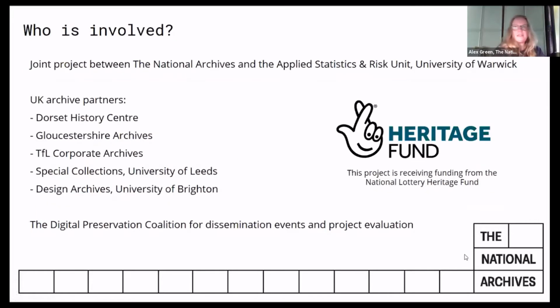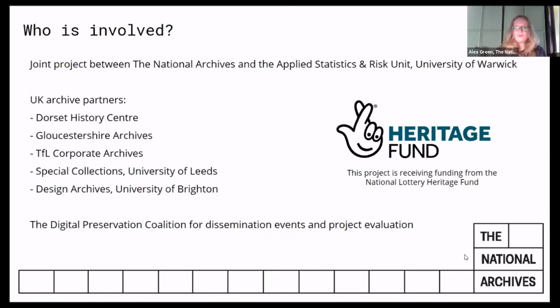So, who is involved? Initially, we explored making a risk model for the digital archives. So we invited academics at Warwick University in the Applied Statistics and Risk Unit, including Martine, to work with us to create a mini model. And once we were happy that the approach was feasible, we decided to share it with the archive community, but realised it would be very TNA centric. So to remedy this, we put in a bid for funding from the National Heritage Lottery Fund so we could involve the wider archive sector.